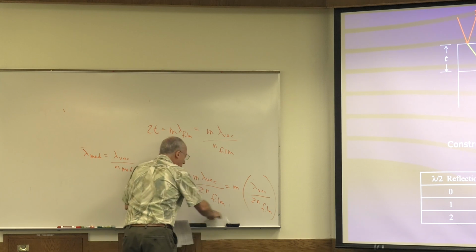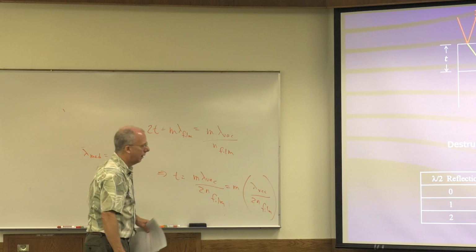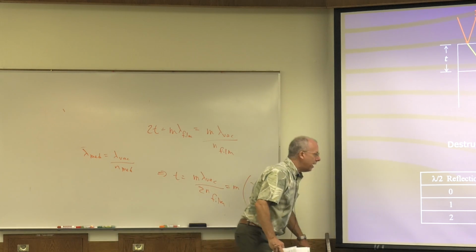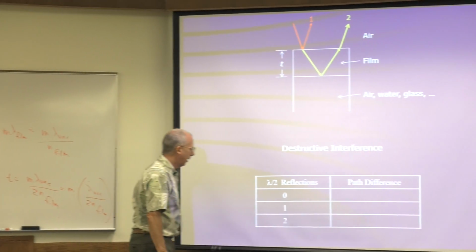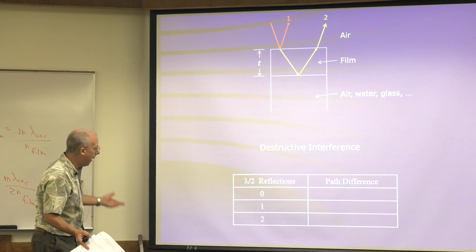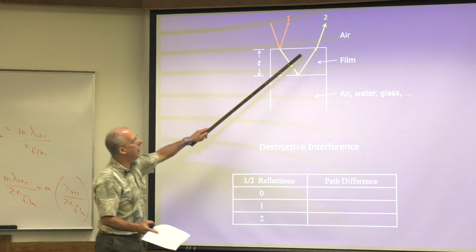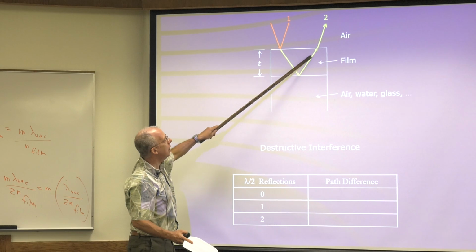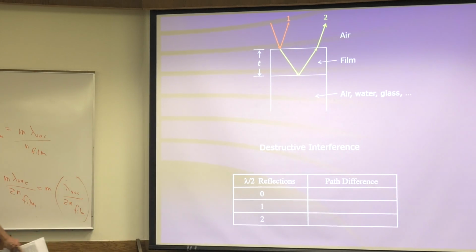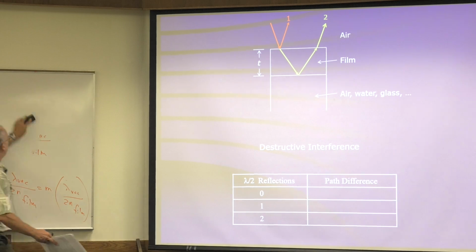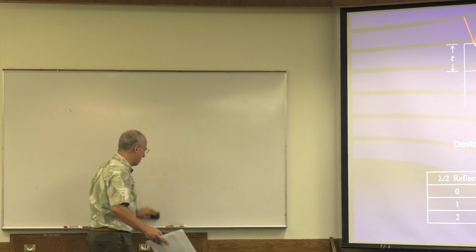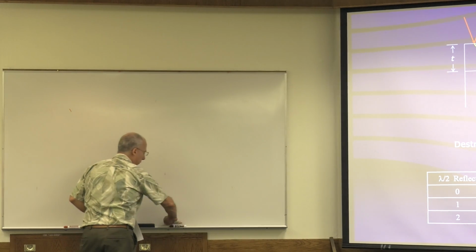All right, now let's do destructive interference. Let's say there's 0 flips. So therefore, what's the only difference? The only difference is the path difference, right? This guy is going 2t more than that guy. We want destructive interference. We don't have any flips, we don't have any inversions. All we have is the path difference.